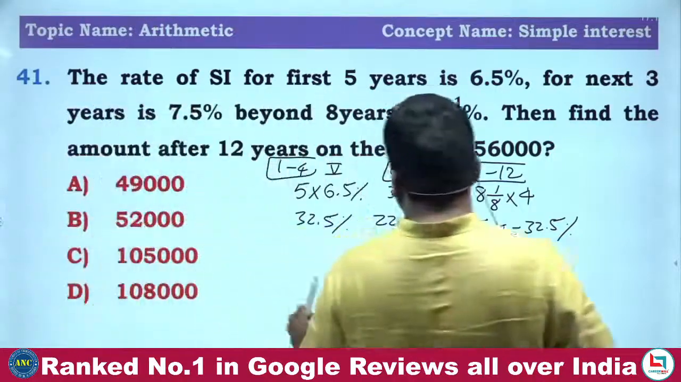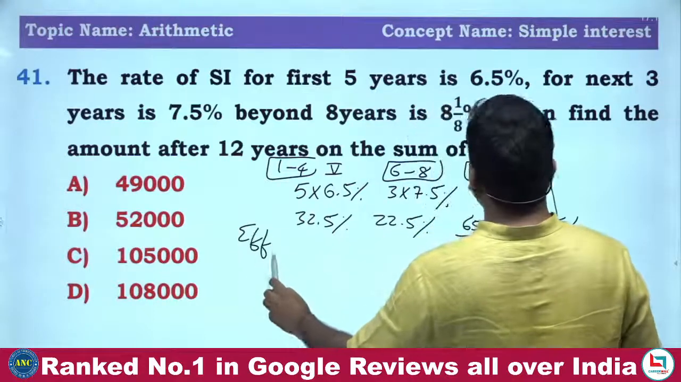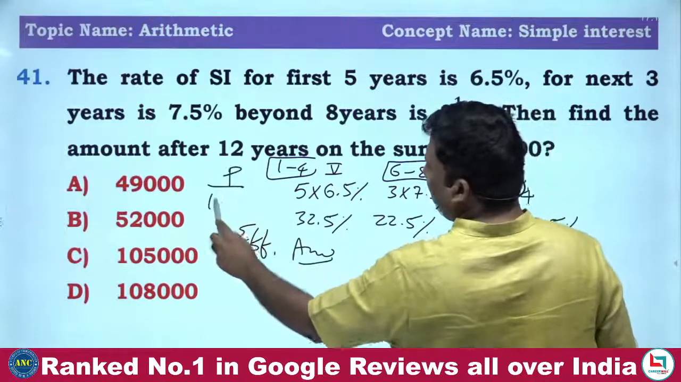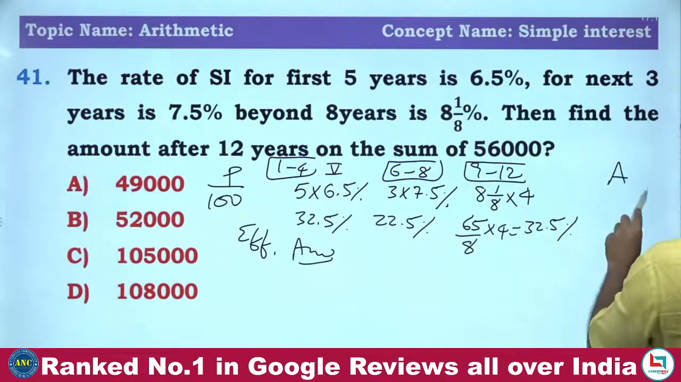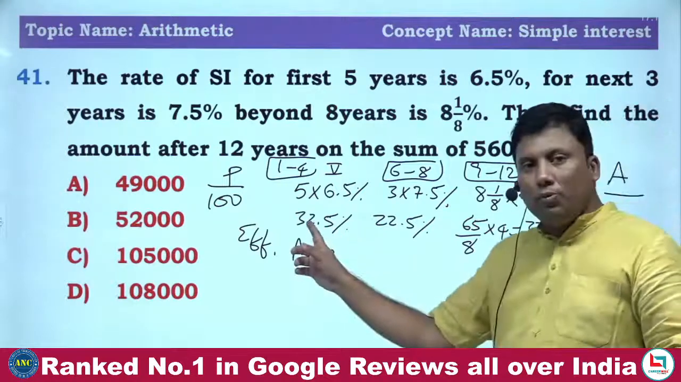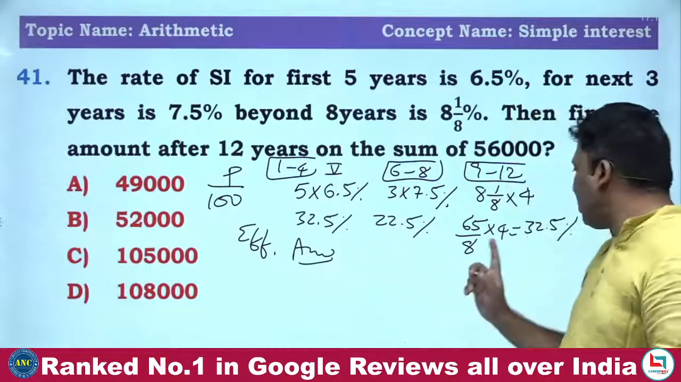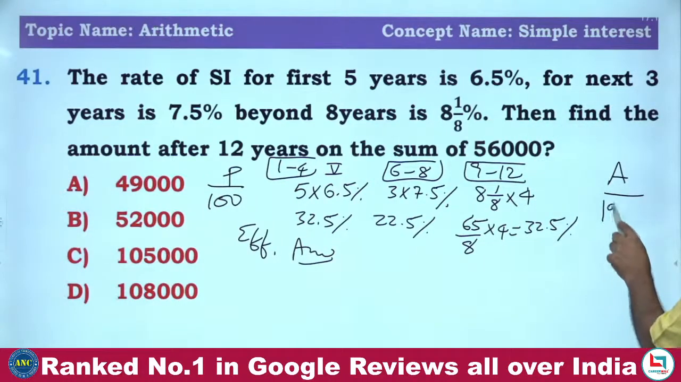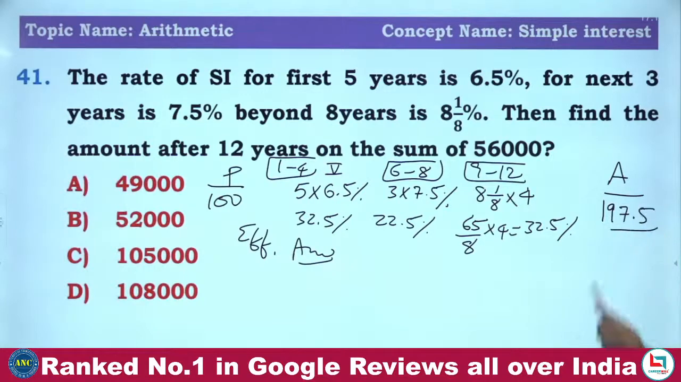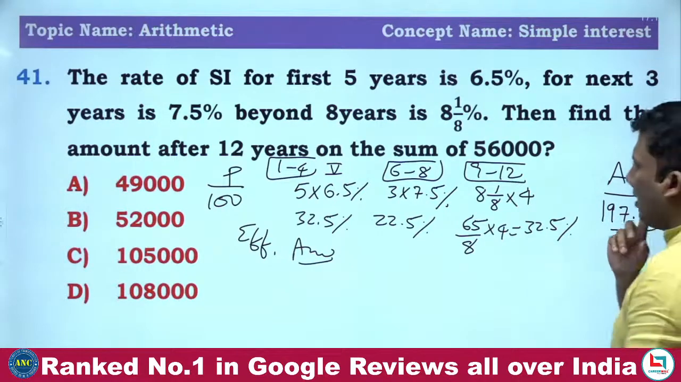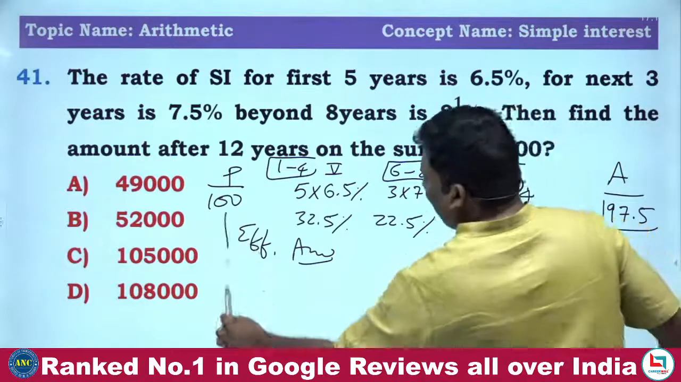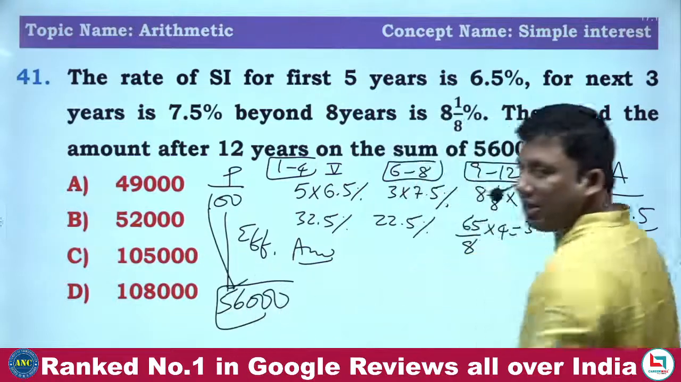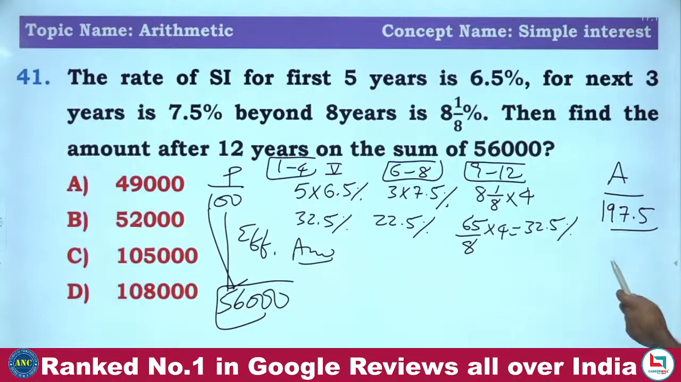So totally what will be the effective interest? Effective amount, if the principal is 100, the amount will be 32.5 plus 22.5, 65; 65 plus 32.5, 97.5. The amount will be 197.5. 100 is becoming 197.5, and the sum is 56,000. So 1 6s are 6. The rightmost non-zero digit is 6.